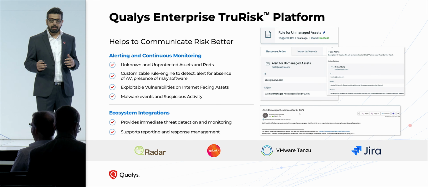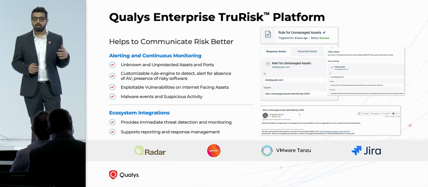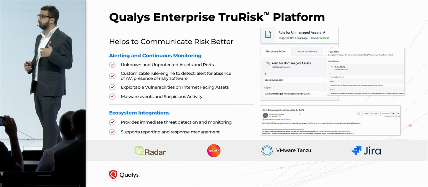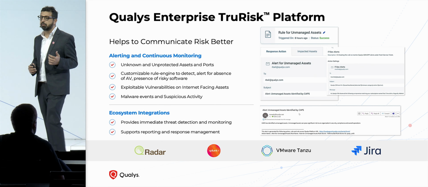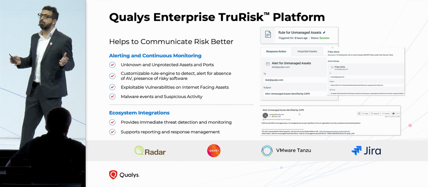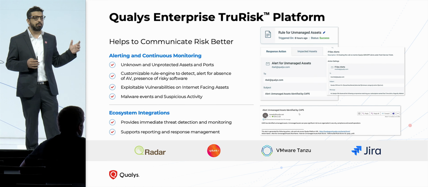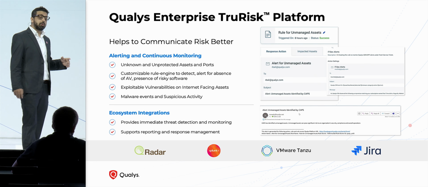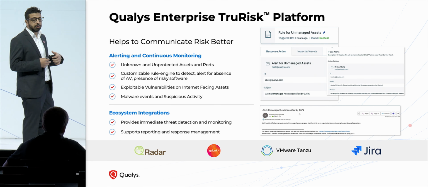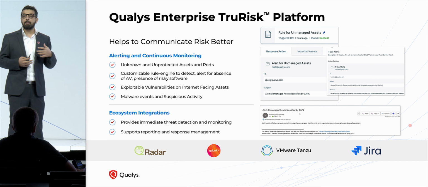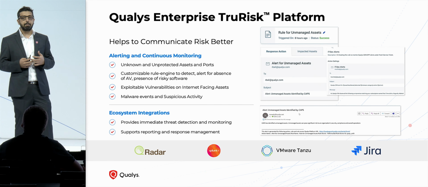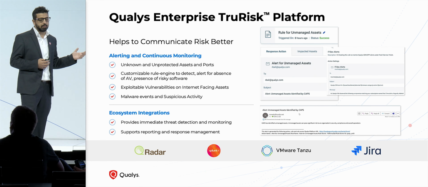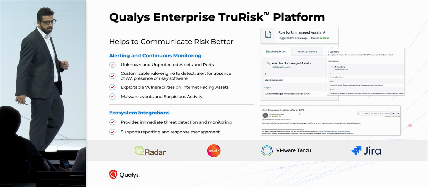We do highly recommend that you start alerting on unknown and unprotected assets and ports, especially from the environments which are very critical for you. For example, if you have a mainframe environment, you obviously do not want any port getting open on your Z-Linux asset. You can also customize the rule engines to detect alerts. It can be based on the absence of an EDR component, or on the absence of an antivirus solution in your environment.